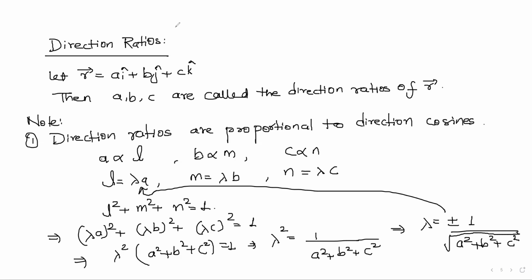Everyone, please raise your hands if it is done. Sir, root of A square plus B square plus C square is basically magnitude of R, right? Magnitude of R. If we write A by under root of this plus B by this, then we can say, okay, only 1 by under root A square plus B square is not the magnitude of R. Okay, I will explain you in the next slide.